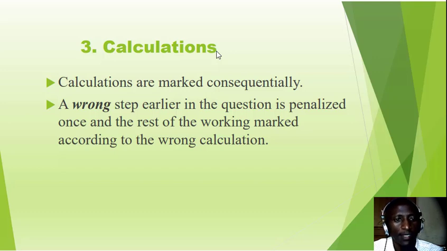For example, maybe the student was calculating the number of moles, and he or she was supposed to get 0.25. But the student wrote 0.025. So that is penalized at that level. But when the student keeps on using this value 0.025 in the next working below that, then the student is awarded the marks. So what we are saying is that a wrong step earlier in the question is penalized once, and the rest of the working is marked according to that wrong calculation.